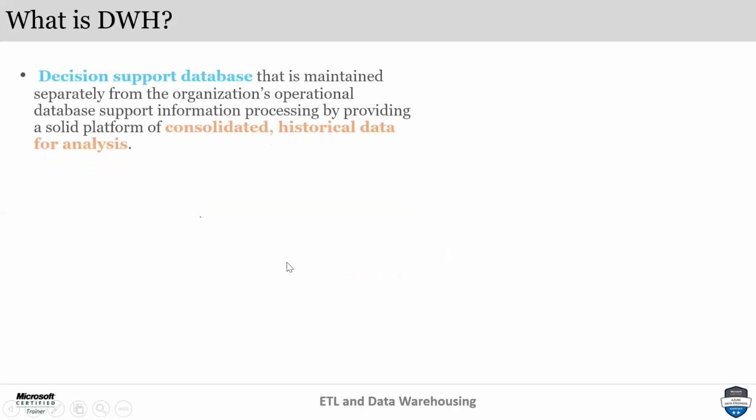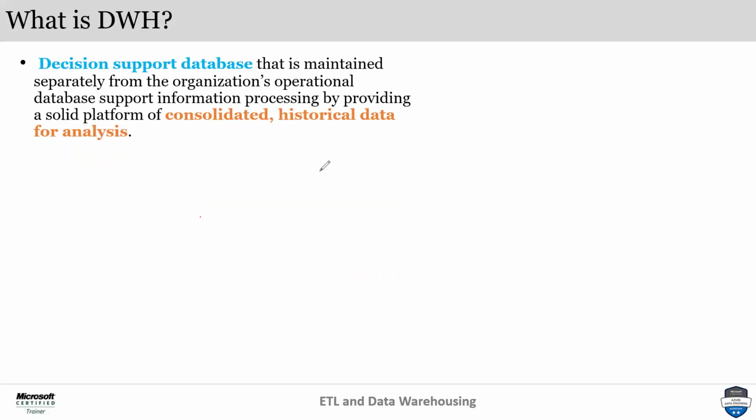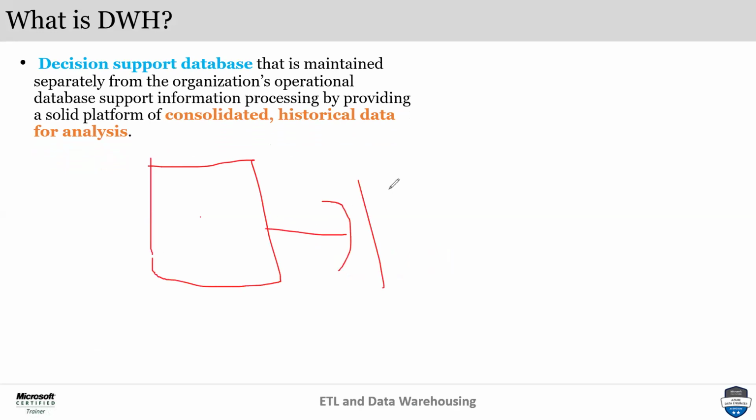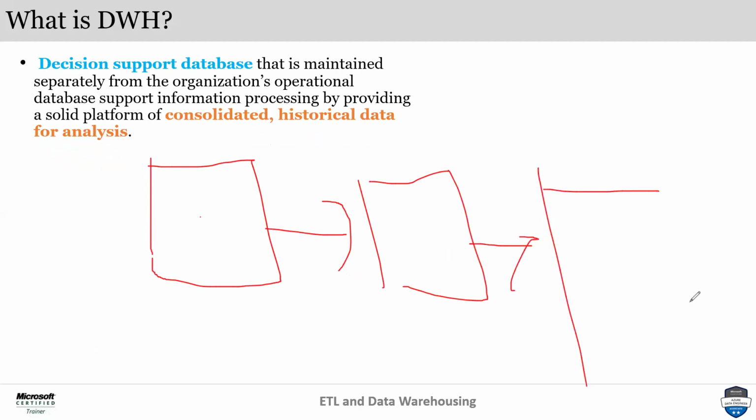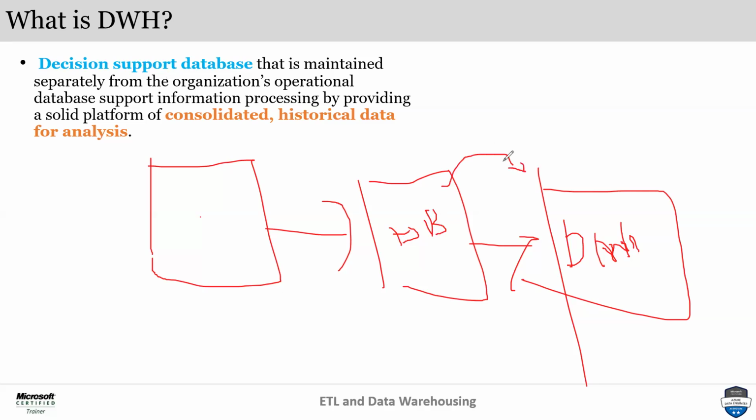So what exactly is the data warehouse all about? As I mentioned earlier, there will be a UI, there will be a database, and for reporting purposes, we'll have a separate database called a data warehouse. Data warehouse and the database. So the data is being pumped from the database to the data warehouse. Okay, that's what I told, right? So this is how the data is being organized.